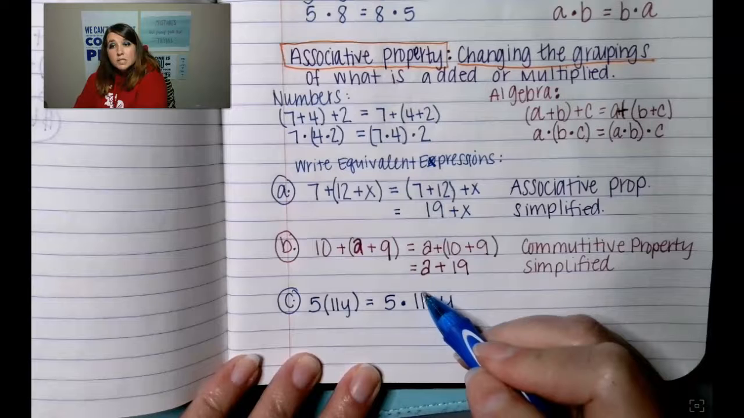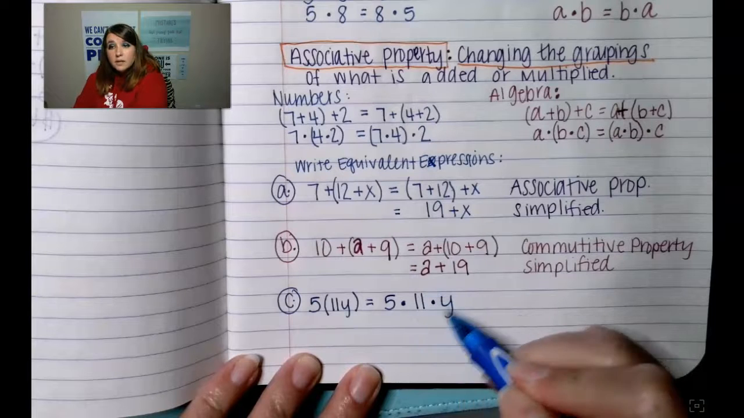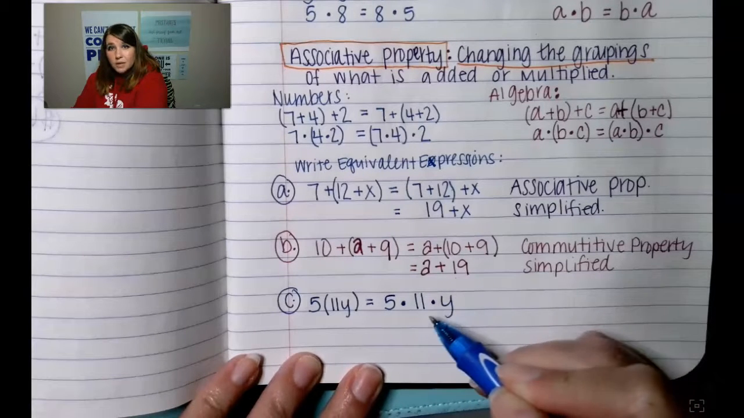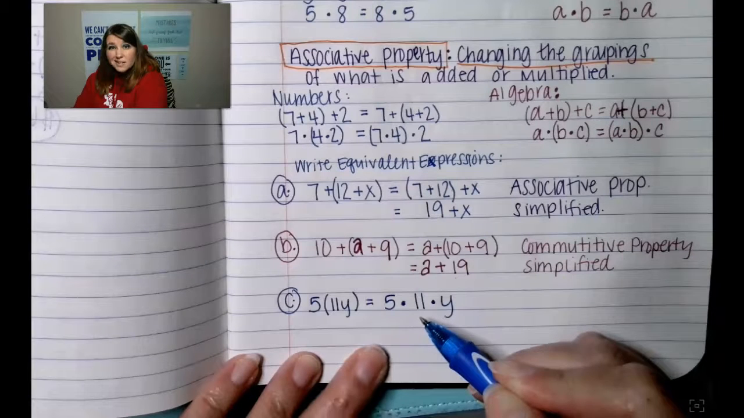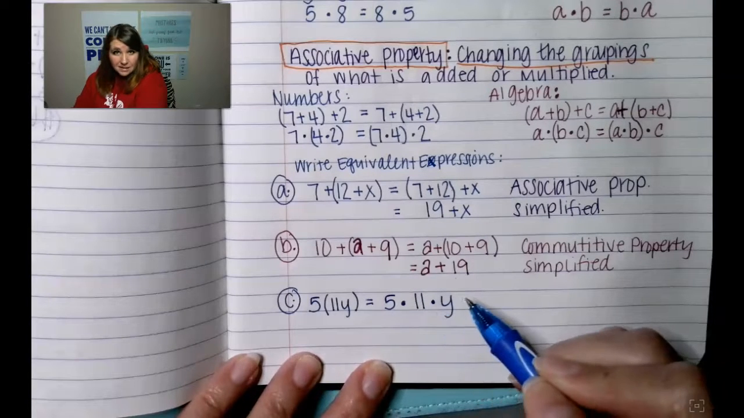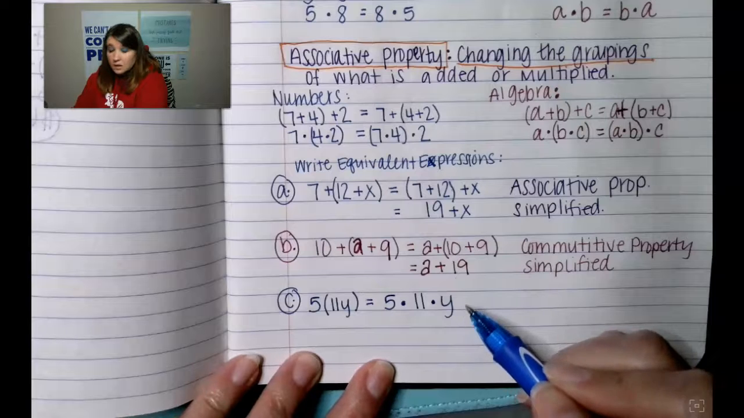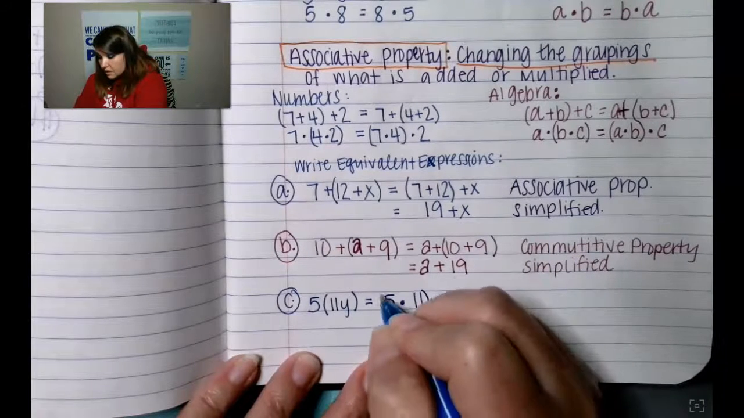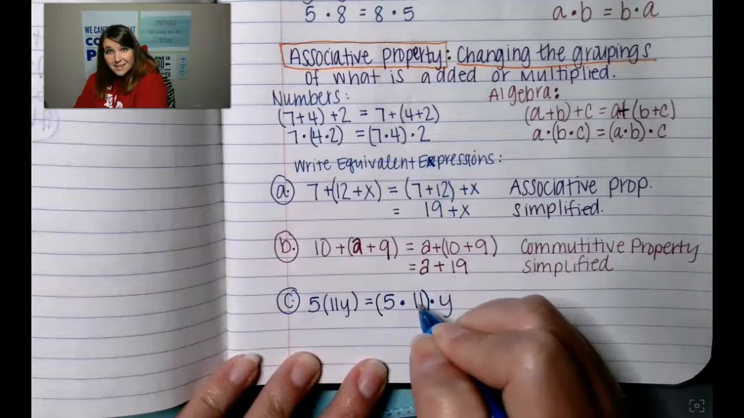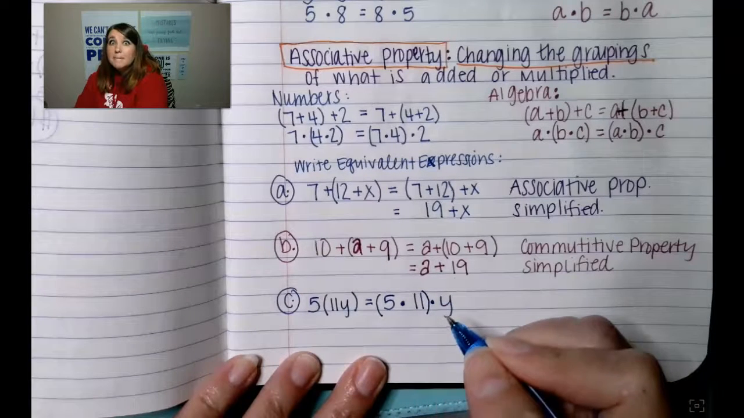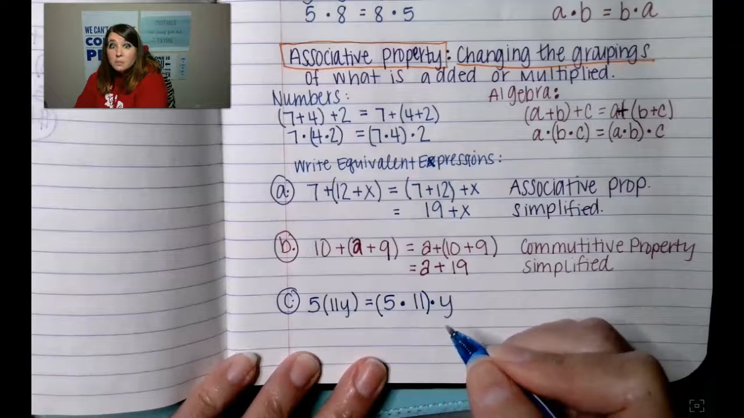Our parentheses used to be around the 11 and the y, but I can't combine those two things because one is numbers and one is letters. That's like oil and water. They don't go together. So we're going to multiply these two things because look, numbers and numbers. Oh my gosh, numbers can go with numbers. Imagine that, numbers to numbers.